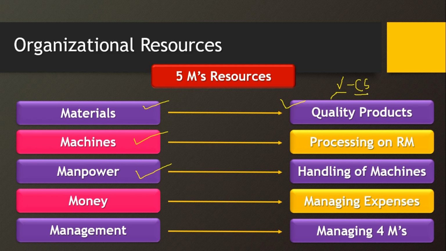Of course, if all these 4M resources, that is materials, machines, manpower, and money, can be effectively managed by the management, then these resources will help organizations develop strength. If strengths are available, we can grab the opportunities, and if we have weaknesses, then we will be affected because of the threats present in the external environment.